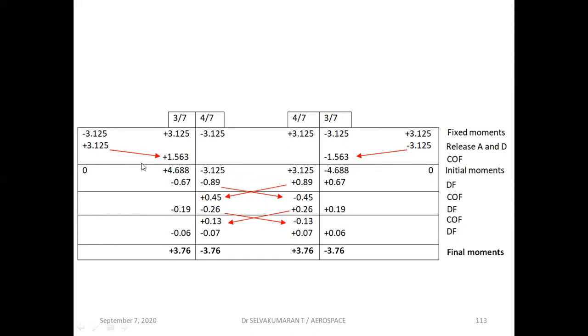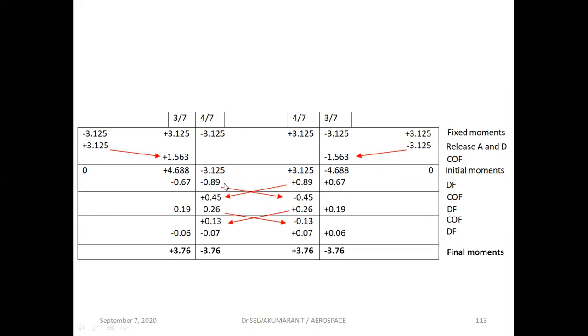Add the values. Now here 4.688 minus 3.125 will get a positive value. Consider the same value with negative sign. Multiply by 3 by 7, enter here. Multiply by 4 by 7, enter here. Here 3.125 minus 4.688, you will get a negative value. Consider the same value with opposite sign. Multiply by 4 by 7, multiply by 3 by 7. This is nothing but the distribution factor.